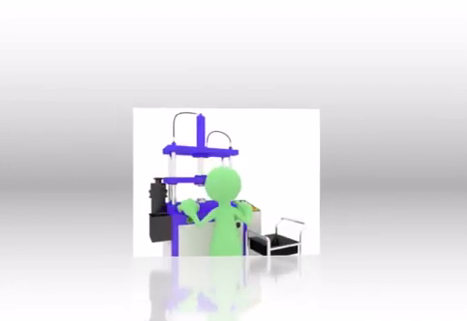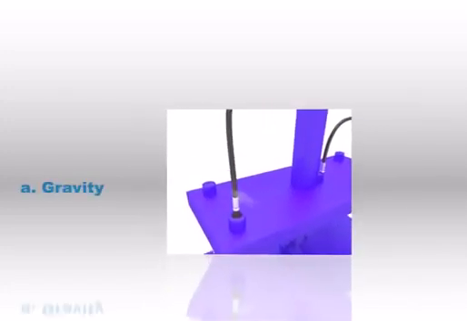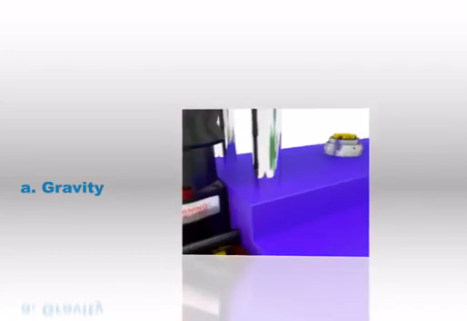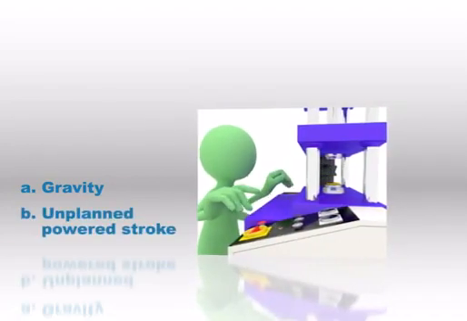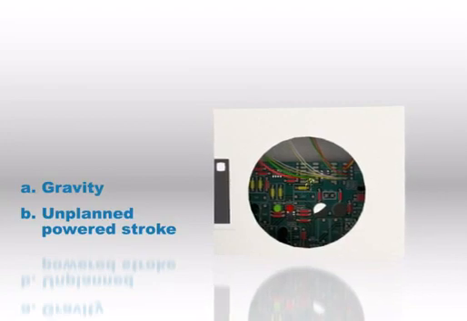The press could fail for two main reasons. Firstly, the press tool falls by gravity because the flexible hose attaching it to the machine fails, or because the press tool becomes detached, or because the hydraulic valve fails. Or secondly, there is an unplanned powered stroke of the press because there is an electrical fault, or because the hydraulic valve fails.